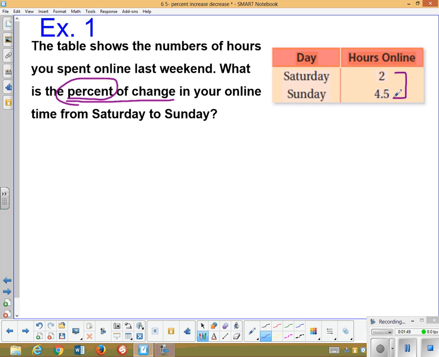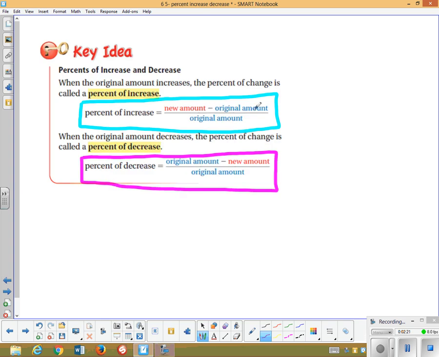If I ask you how many more hours you increased by from Saturday to Sunday, you could just say 4.5 minus 2 is 2.5. So I spent 2.5 more hours on Sunday than I did on Saturday. That was an increase. Since it's an increase, I'm going to put here increase, and I'm going to use the percent increase formula: new amount subtract original amount, divided by original amount.